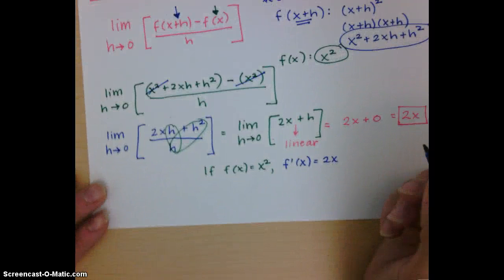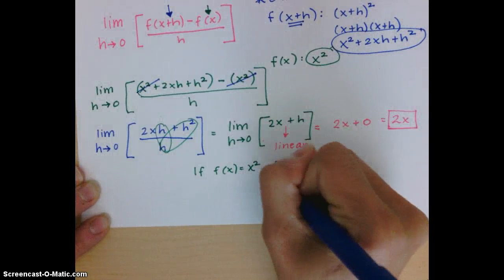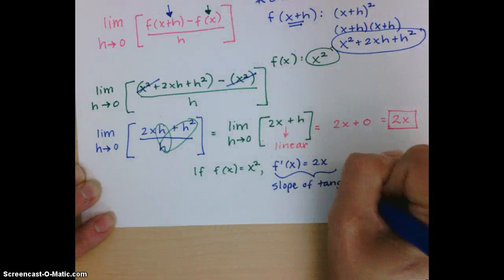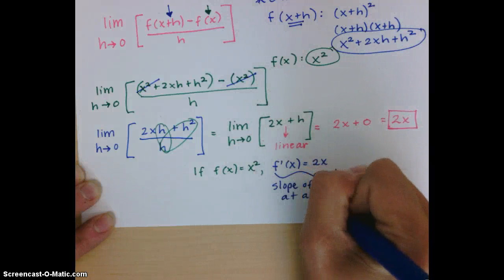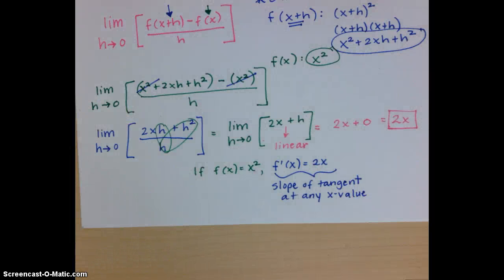So let me tell you what this 2x that we just found is. That represents the slope of the tangent line, or the instantaneous rate of change, at any x value where this function is differentiable. So for right now, we didn't look at a specific x value. We just said any x value we choose, we can calculate the slope of the tangent line for x squared by taking 2 times x.